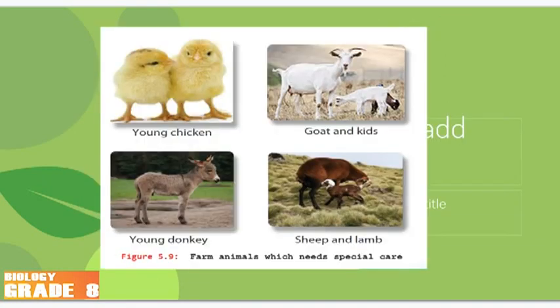And here is a little image of some of the small animals when they're born. This is how a young chicken looks. This is how a young goat looks. It's called a kid. That's how a young donkey looks. And that's how a sheep with a little lamb looks.